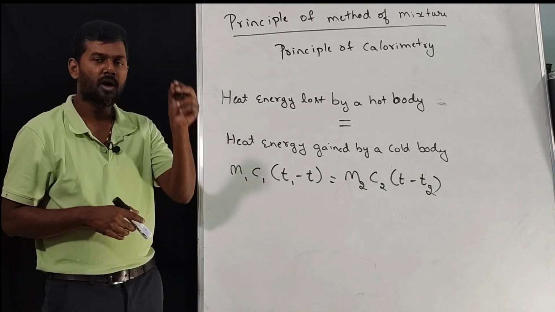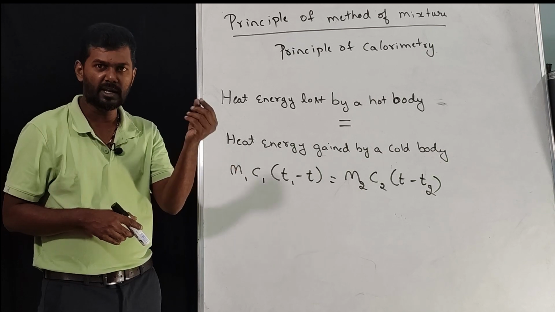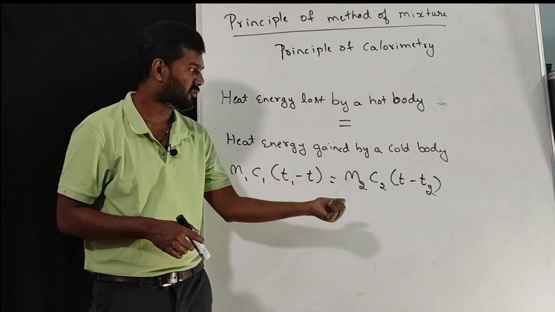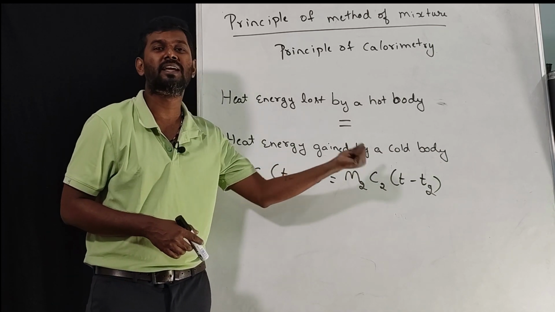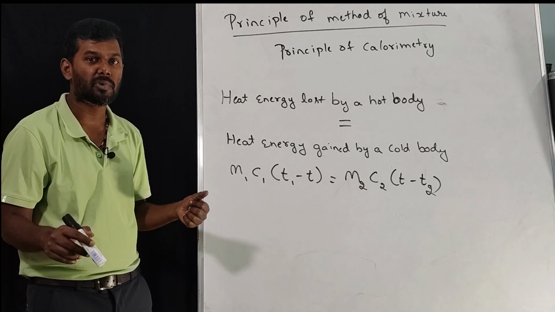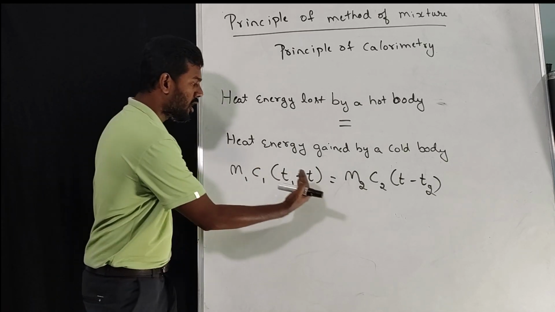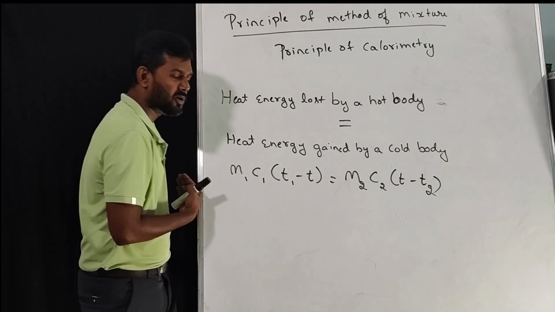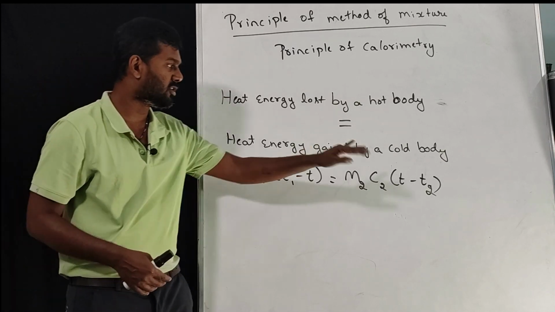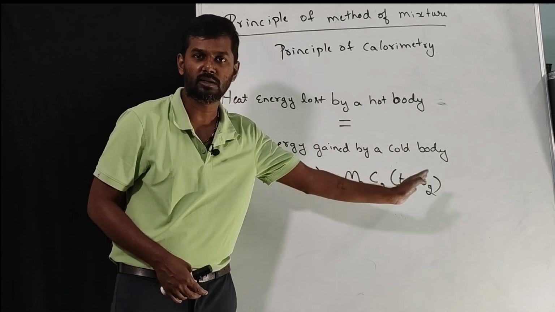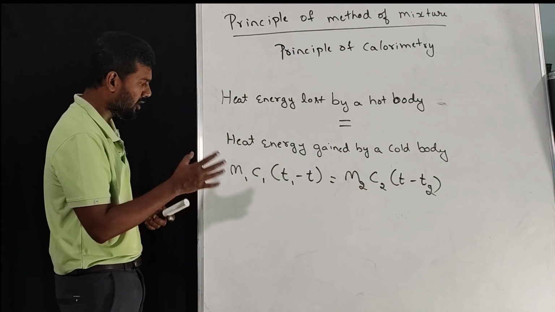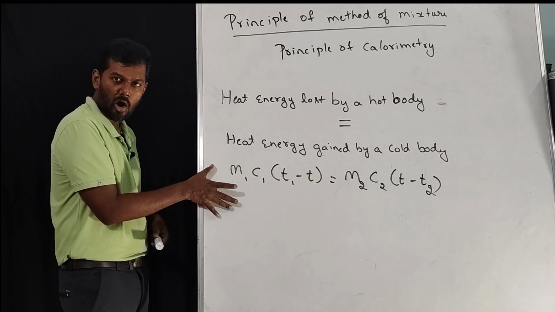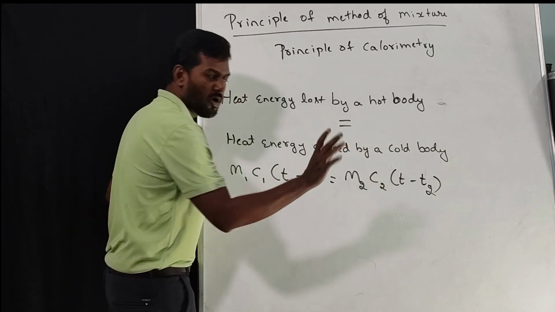Assume copper at 80 degree temperature is mixed with water at 10 degree temperature. Which has the high temperature here? The copper. So everything related to copper should be on the LHS. Which has the lowest temperature? That you should write on the RHS. This side is completely related to the hot object, and this side is completely related to the cold object.